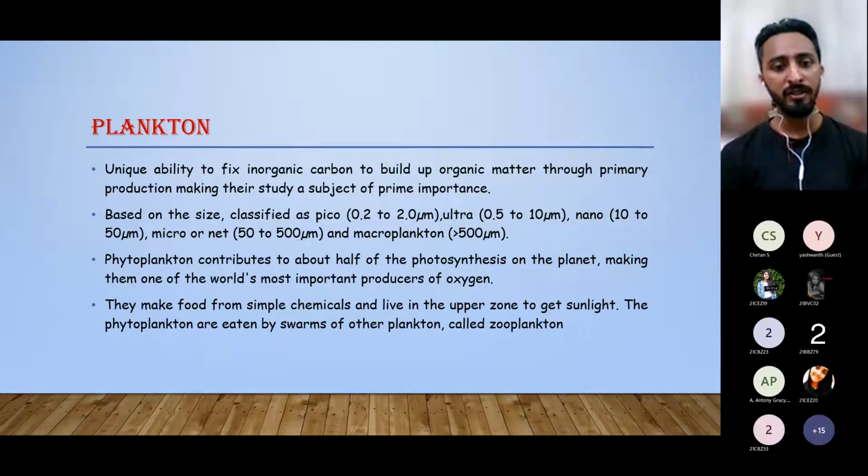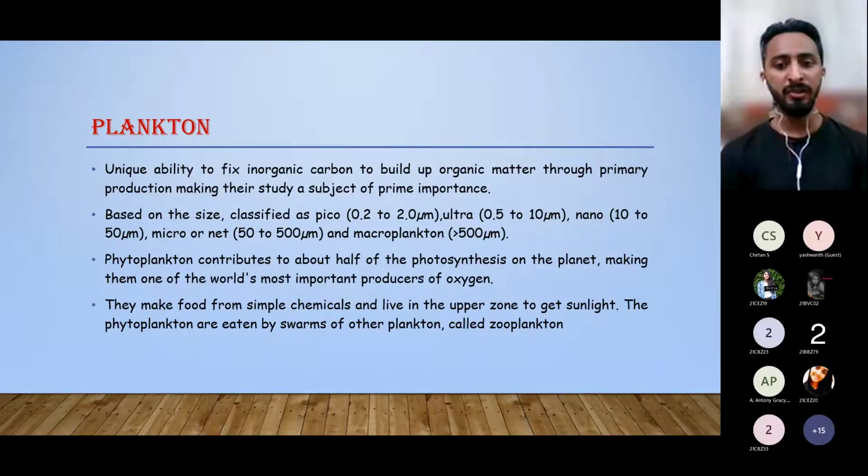They also make simple chemicals because they contain chlorophyll and live in the upper zone to get sunlight, of course, because they need to undergo photosynthesis. And phytoplanktons are in turn eaten by swarms of other plankton called zooplankton. So they are a very important aspect of the food chain because they are being eaten.